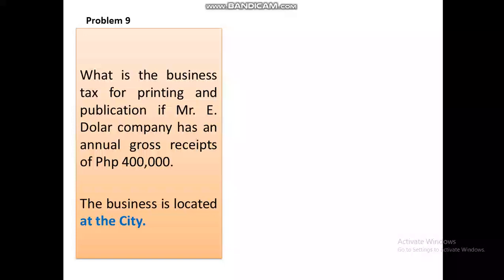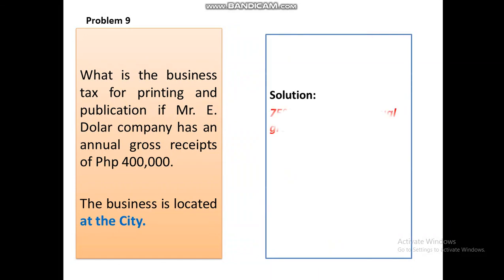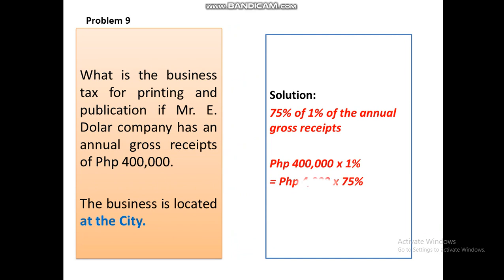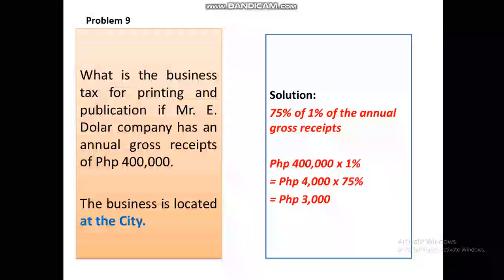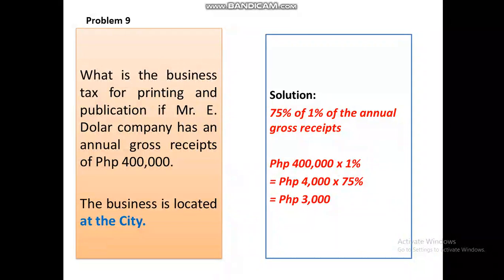Paano naman po kung nangyari ito sa city? May difference po yung computation sa city at saka sa province. And this is it. Solution. It is 75% of 1% of the annual gross receipts. So, 400,000 times 1% is 4,000 times 75% pag city po. So, ang babayaran po ni Mr. Idolar ay 3,000. How about this one?